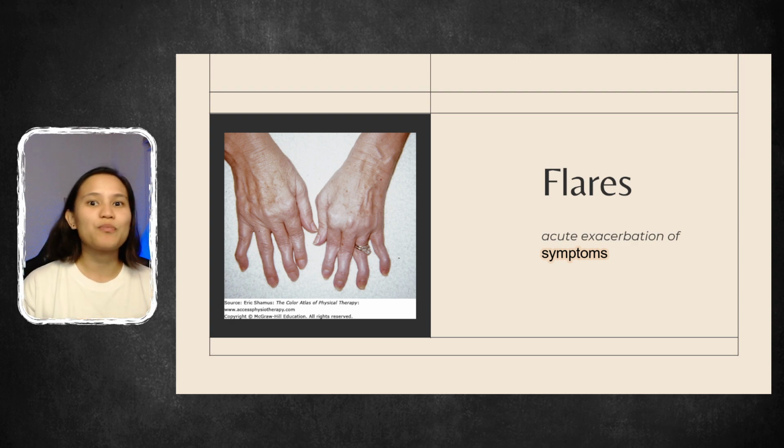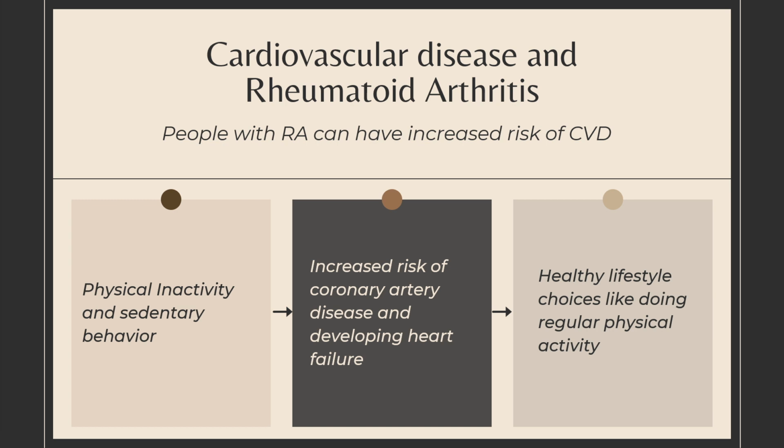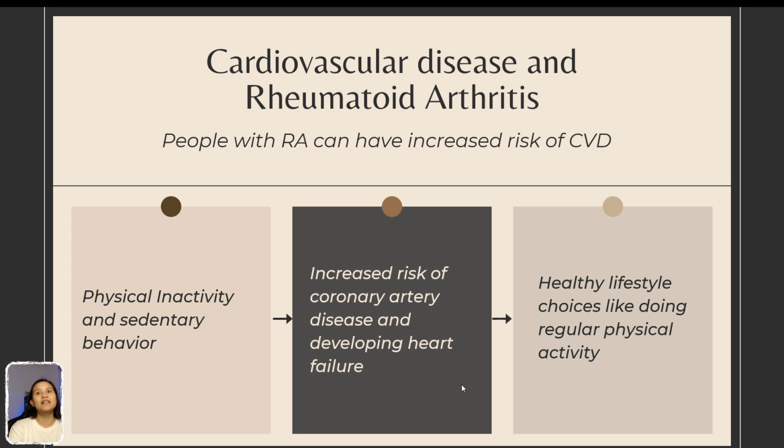Why do we want them to perform the physical activity? It's because people with rheumatoid arthritis can have an increased risk for CVT. So what happens? It's written here. Because of the symptoms that they are feeling, like the pain, the swelling, the stiffness, and feeling of tiredness, they would have increased physical inactivity and sedentary behavior. Thus, they won't be able to function well and they won't be able to perform their activities of daily living. And because of that, they would have an increased risk for coronary artery disease and developing heart failure.